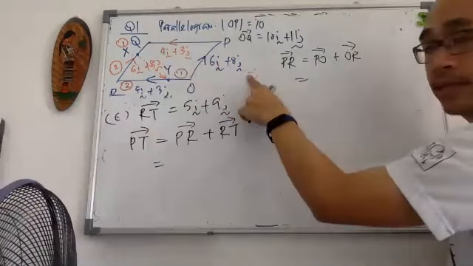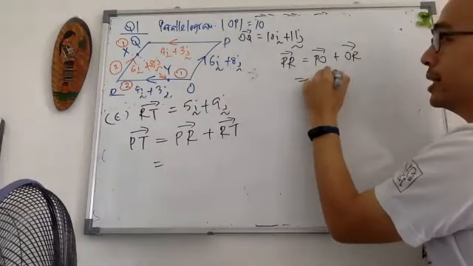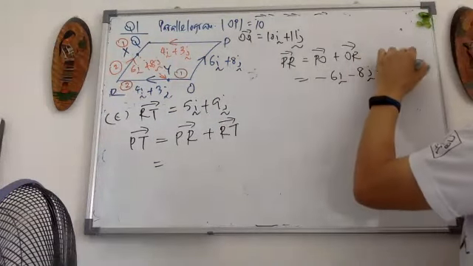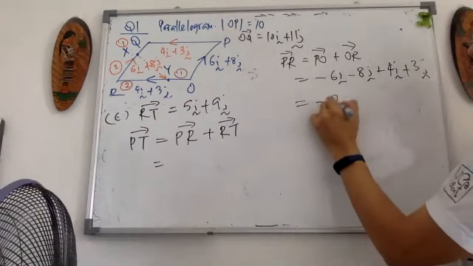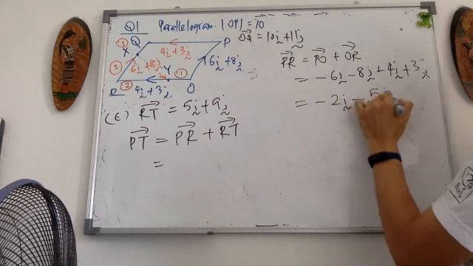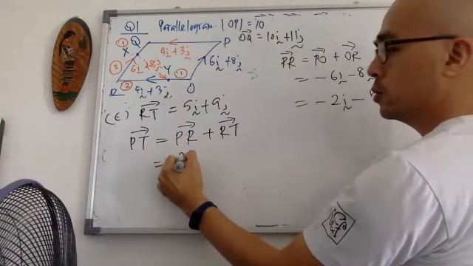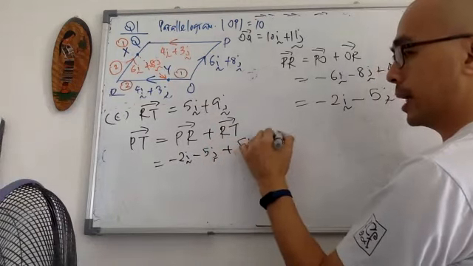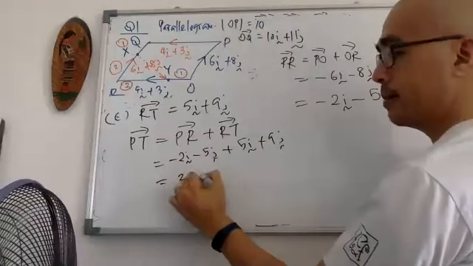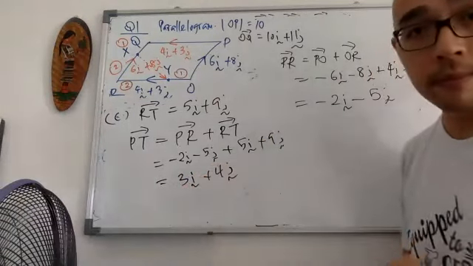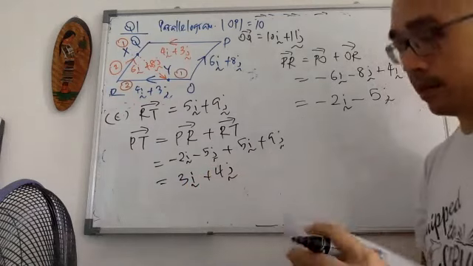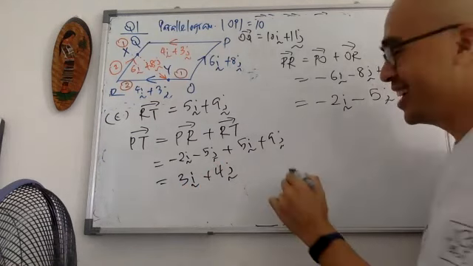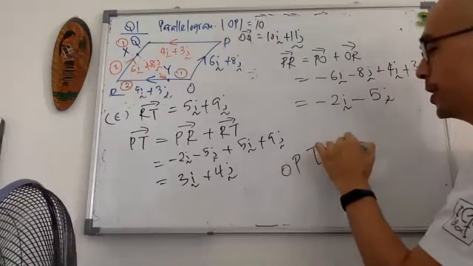PO is not 6i plus 8j. It is the other way around. So negative 6i minus 8j plus OR, which is 4i plus 3j. Simplify this, you get negative 2i minus 5j. So PR is negative 2i minus 5j plus RT, 5i plus 9j. Then you get 3i plus 4j. This is basic maths. And then last of all, show that O, P, and T are collinear.